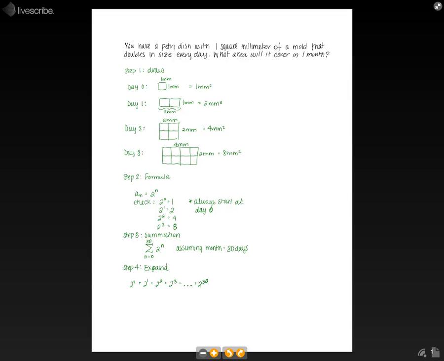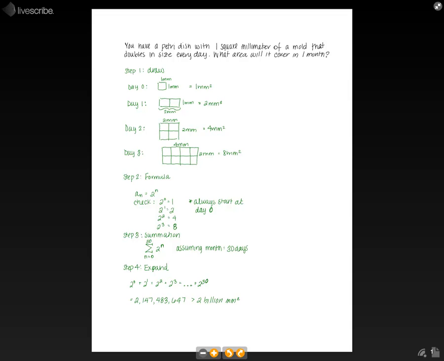So if you go ahead and solve that, punch that all in your calculator, you're going to get this. 147,483,647. So as you can see, that's over 2 billion millimeters squared, which is very large.